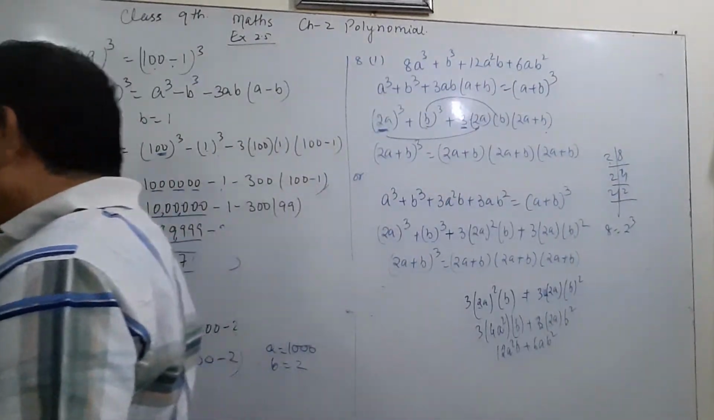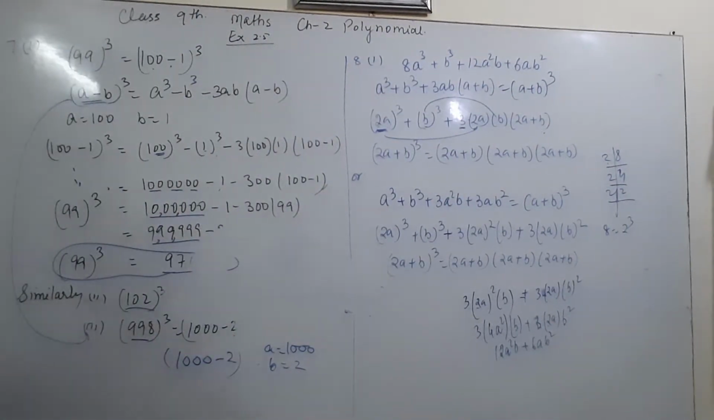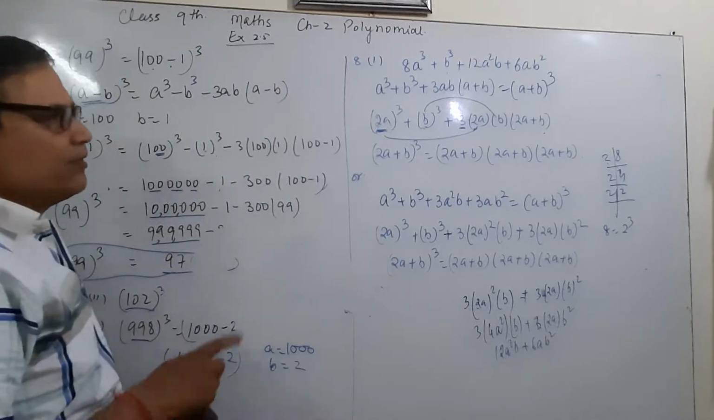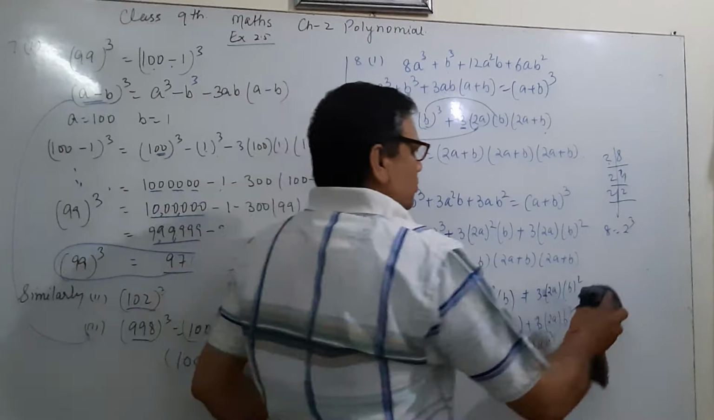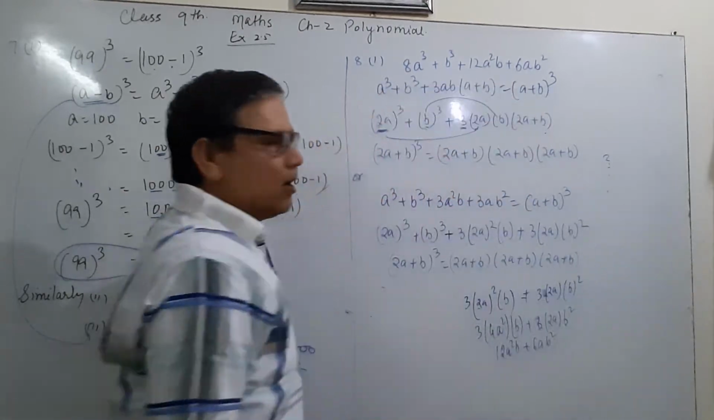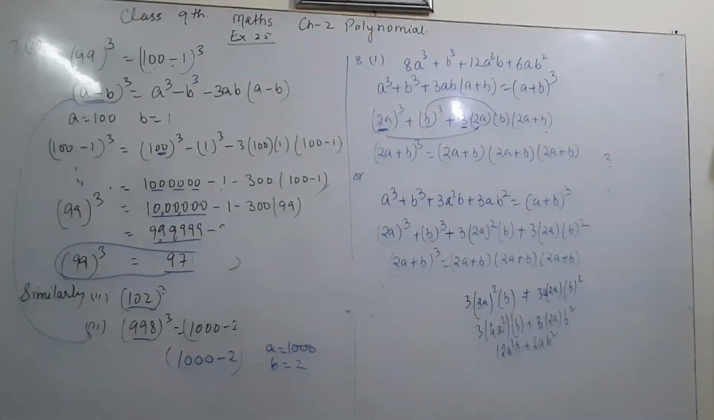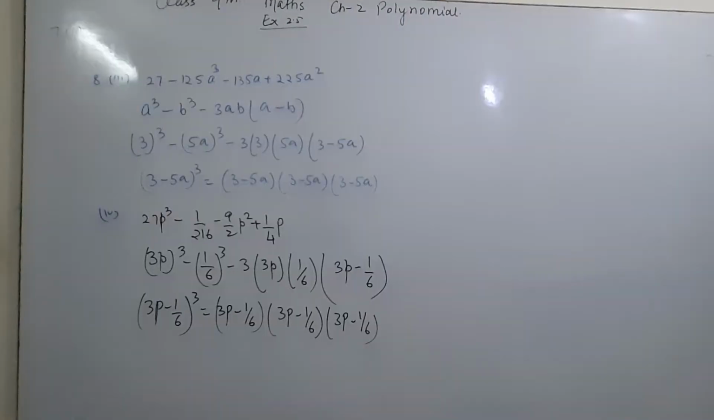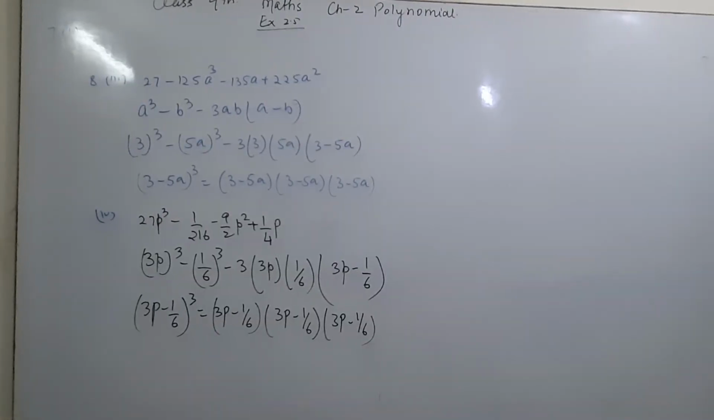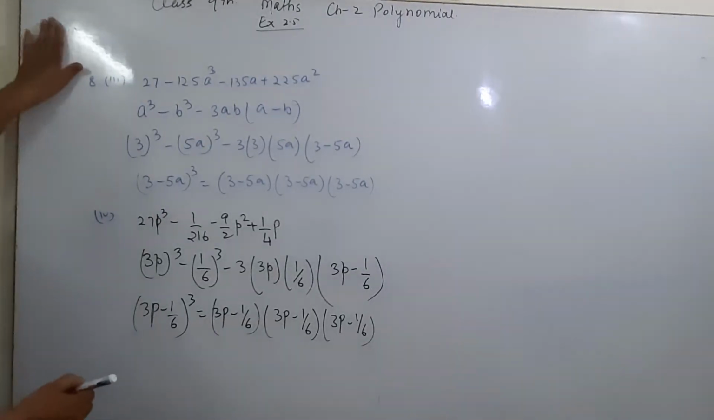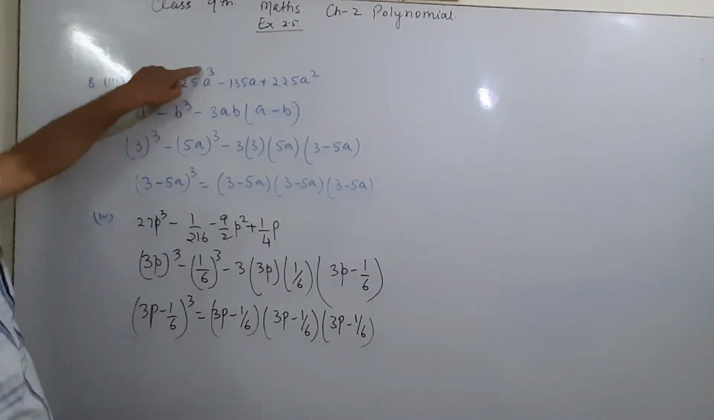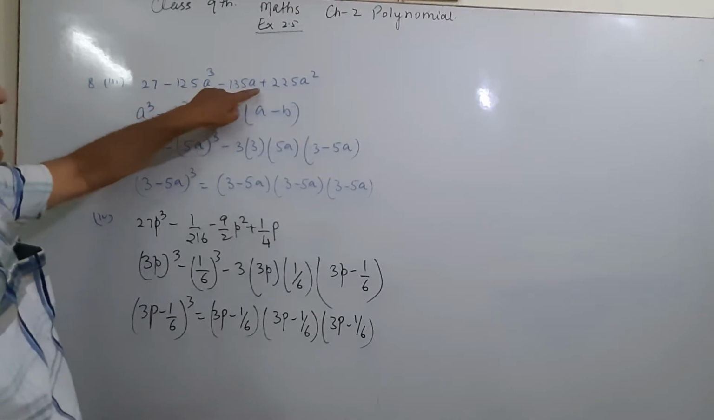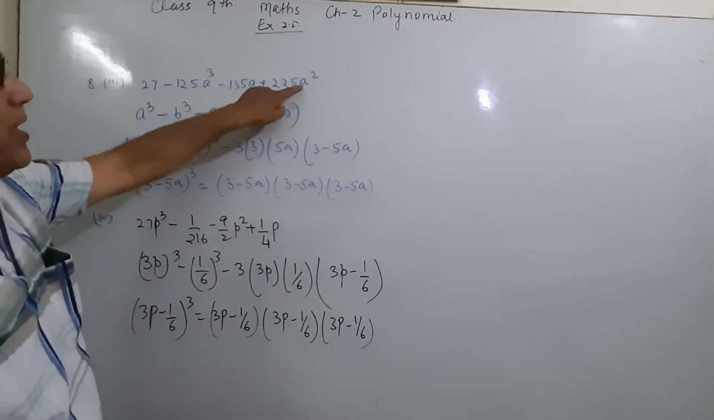And we can solve by 2 methods, and you can use any method. I will solve only one method, either by this or by this. You can do by any method. And now question number, part number next one. And now part third: 27 minus 125 a cube minus 135 a plus 225 a square.